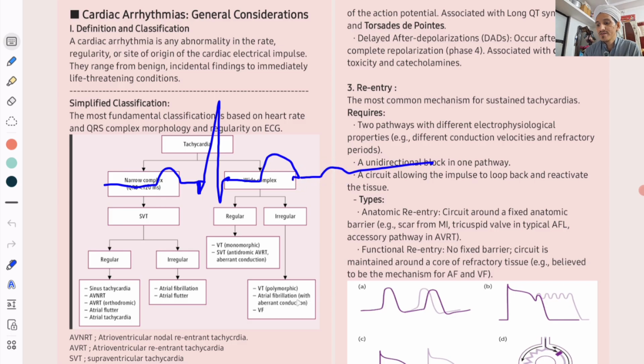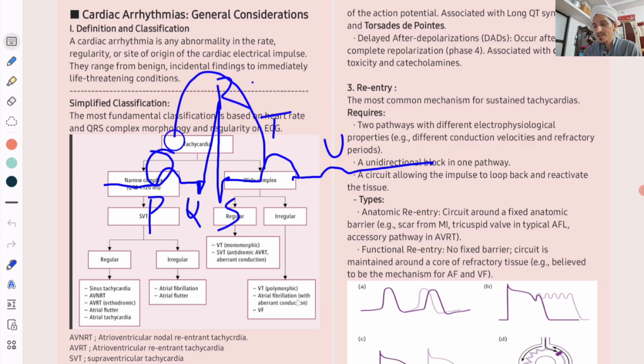So this is the P wave, this is the QRS complex, this is the T wave, and this is the U wave. This is also important. This represents atrial contraction. This QRS from here to here is ventricular depolarization, and this is ventricular repolarization. Okay, ventricular repolarization. Remember one thing.